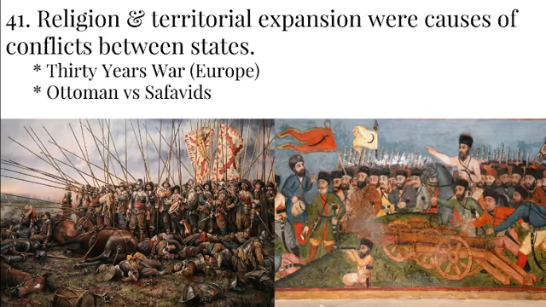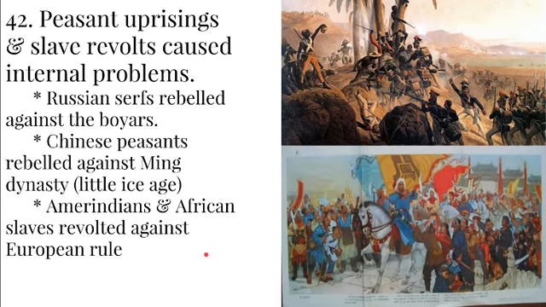Part of the reason the Ottomans and the Safavids don't expand further, or don't trade as much, is because they're fighting all the time as well. Shia versus Sunni. So we have religion, and of course, territorial expansion. Places like Mesopotamia are a big hotbed for fighting. So war and territory and religion will lead to a lot of fighting as well.